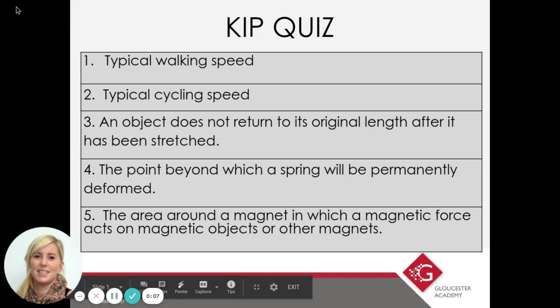Hi Year 11. So today we're looking at Newton's laws. There's 3 laws that we're learning about. We'll start with our kit quiz, and then you will just need your calculator. There's not as many equations today, you'll be glad to hear. There's just one to learn today. So let's start with our kit quiz.